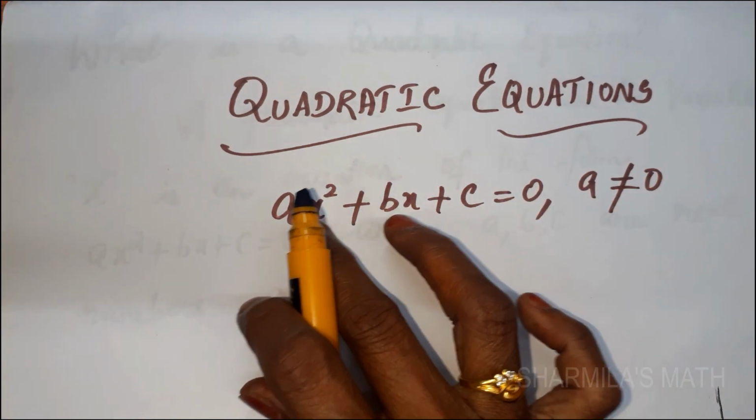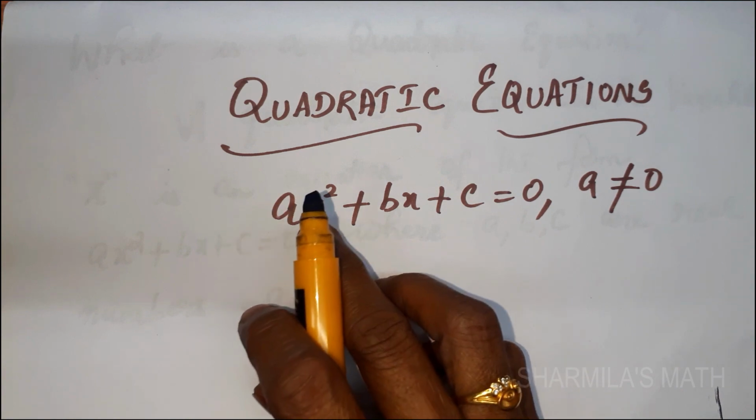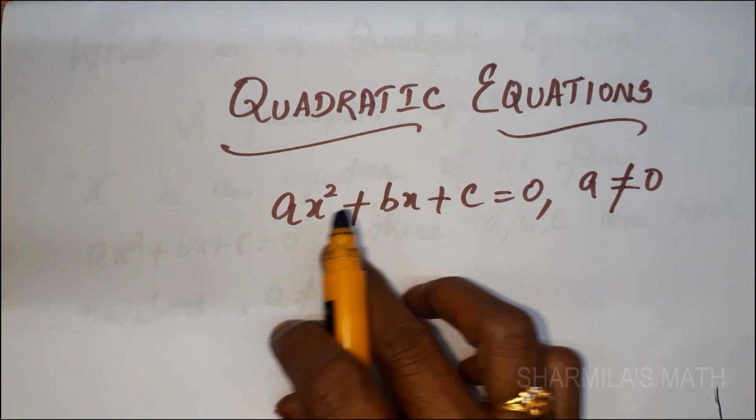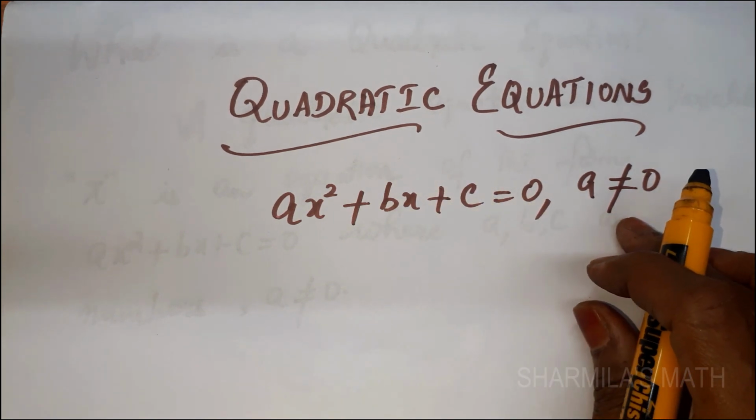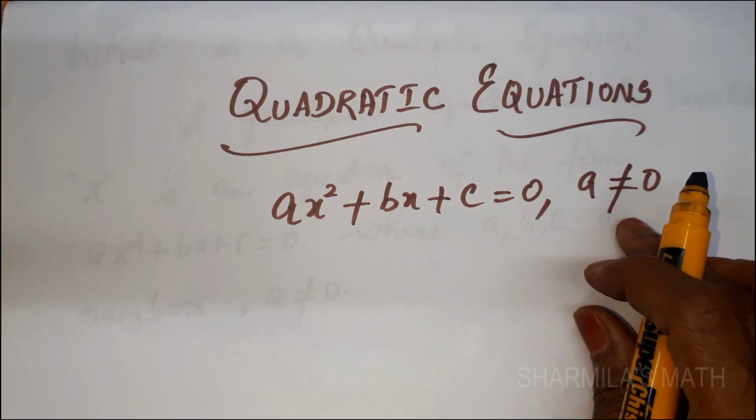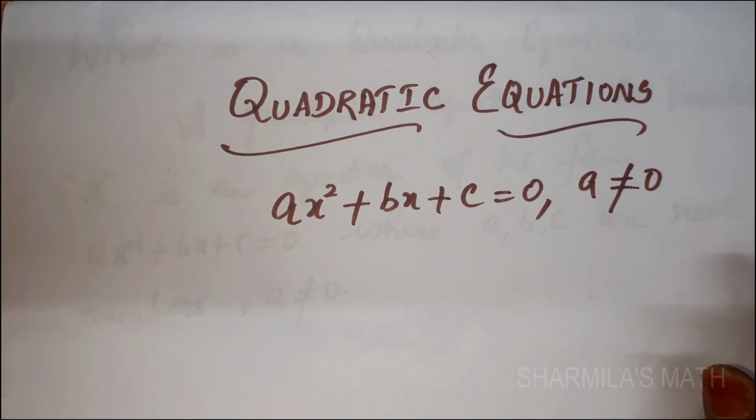The coefficient of x squared is not equal to 0. If it is equal to 0, this quadratic equation will reduce to a linear equation. That's why we are restricting the coefficient a not equal to 0.